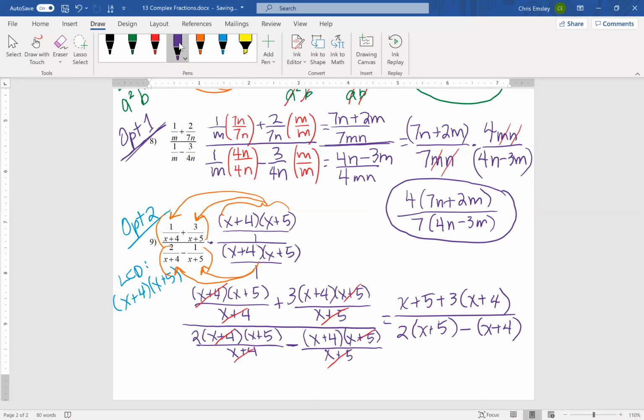Looking good. Now we just need to distribute, collect like terms. I might run out of room down here. Let's see. Maybe I'll come all the way over here. So we have x plus 5, and then distribute that 3, plus 3x plus 12, over, distribute the 2, 2x plus 10, distribute the negative, minus x minus 4. Combine like terms. Up top, we've got an x plus a 3x, and 5 plus 12. On the bottom, 2x minus x, and 10 minus 4. There we go. That would be our final answer.